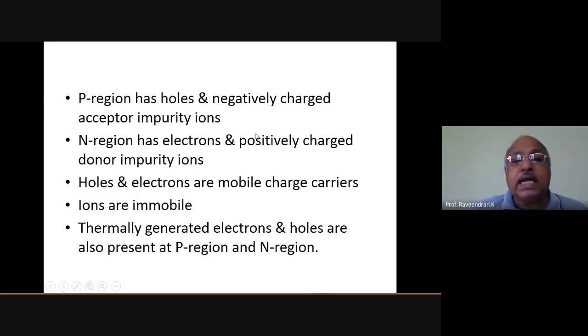So thermally generated electrons and holes are also present at the P and N regions. Thermally generated means due to the surrounding temperature, whether it is increased or decreased, electrons and holes are present at the P region and N region.